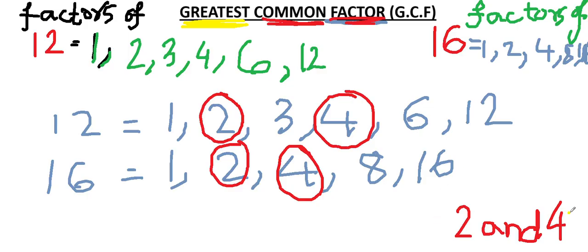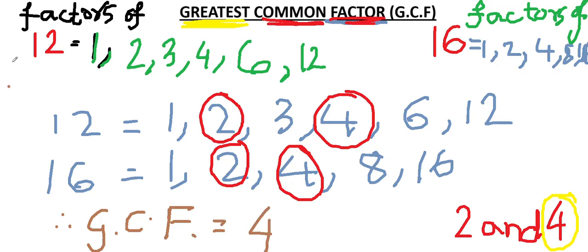Between 2 and 4, which is the greatest common factor, or the greatest number? The greatest number is 4. And thereby, the G.C.F, the greatest common factor, is equal to 4. Greatest common factor of 12 and 16 is equal to 4. Let's draw the conclusion over here.